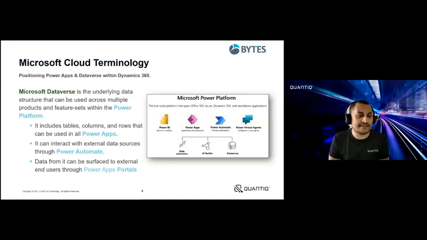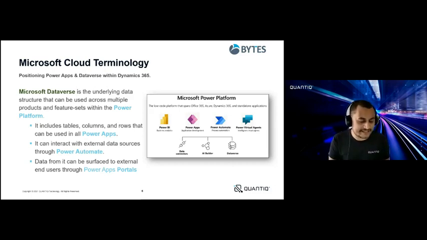So Microsoft Dataverse sits underneath these services, and it's the underlying data source provided by Microsoft that lives within the Power Platform. The real thing about this is making sure that we have a single source of truth and that we're always referencing a common set of data structures and models underneath our services. Dataverse includes a series of tables, columns, and rows, as you'd expect in a database. It can interact with external data sources via the Power Automate product, and we can surface data externally through Power Apps portals, as well as keeping it internal with business application end users as well.